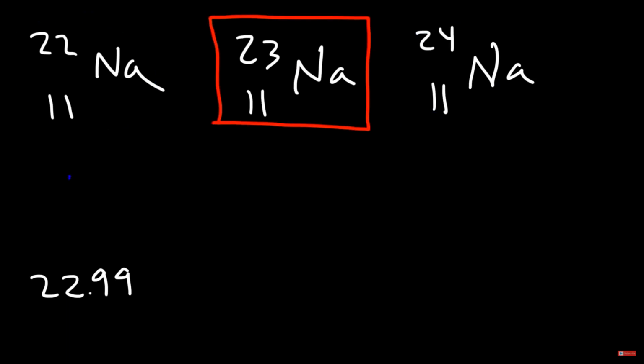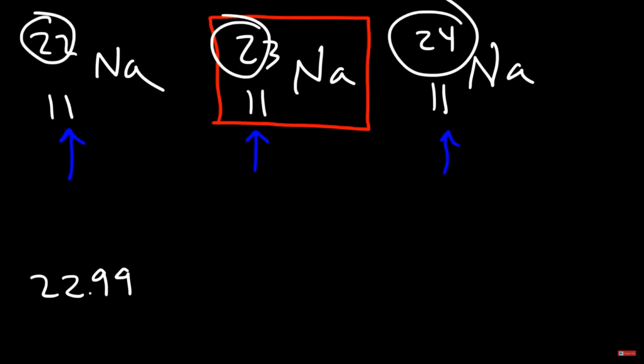Now what you need to know is that the atomic number is associated with the identity of the element. So sodium always has an atomic number of 11. Now the mass number can change, and it will change for different isotopes, so that number can vary. But the identity of the element is dependent on the atomic number.